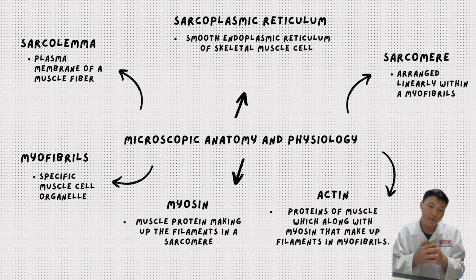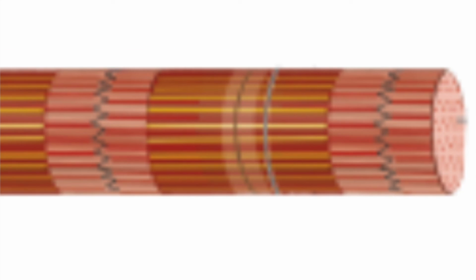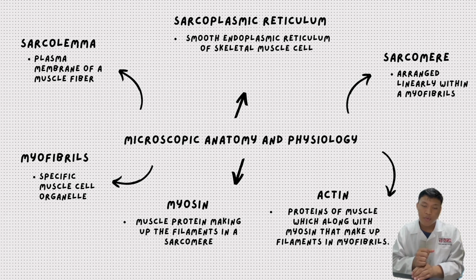Other than that, you need to know about sarcomere. Sarcomere is one of many units arranged linearly within a myofibril. Next, we have myosin. Myosin is a muscle protein making up the filament in sarcomere. And lastly, we have actin, which is one of two major proteins, along with myosin, and has the same function as myosin, which is to make up the filament in myofibril.